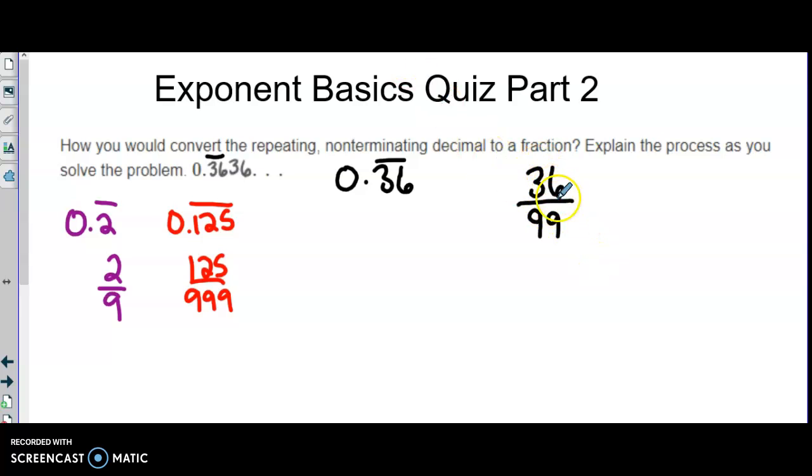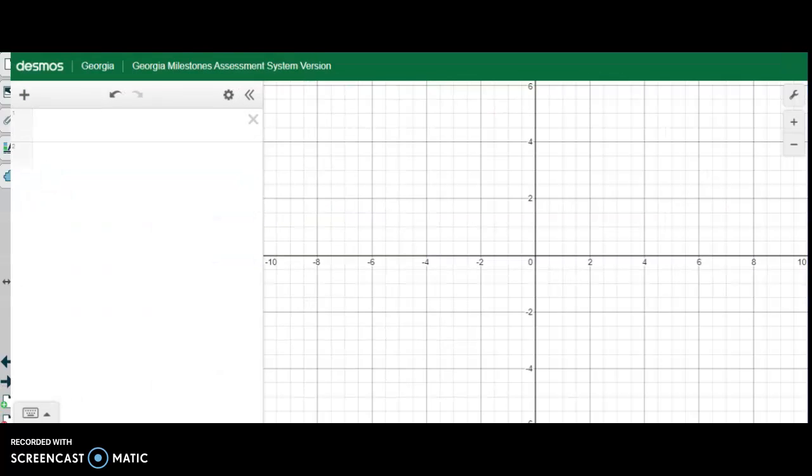So over here, I have 36 over 99, but we do need to reduce that. You can reduce in your brain or in your calculator. I will show you both. I'm going to start off with the calculator.